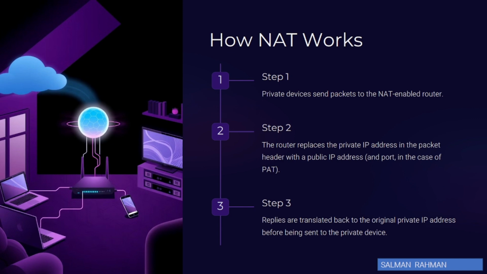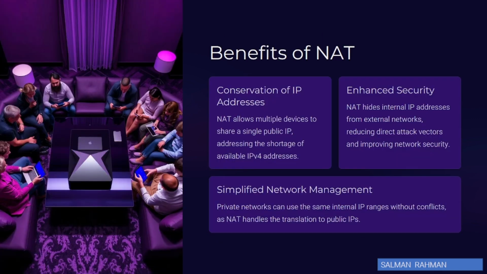How NAT works. Step 1: private devices send packets to the NAT-enabled router. Step 2: the router replaces the private IP address in the packet header with a public IP address and port. Step 3: replies are translated back to the original private IP address before being sent to the private device.